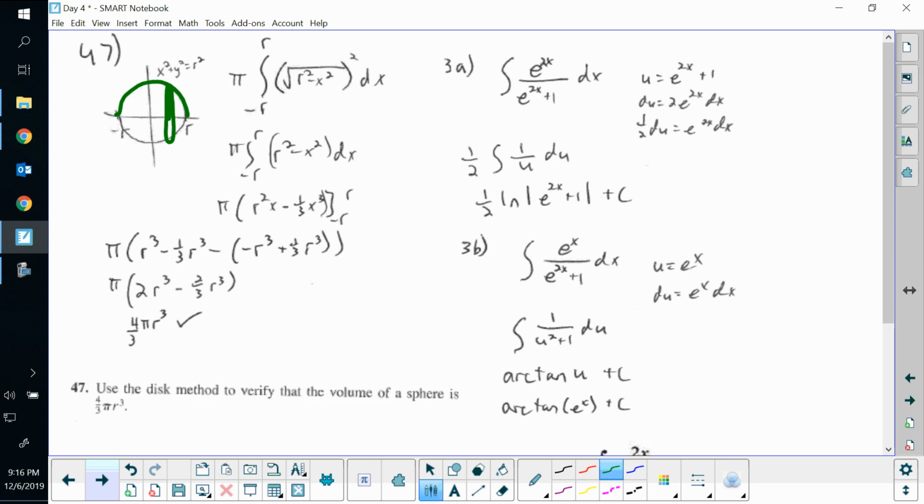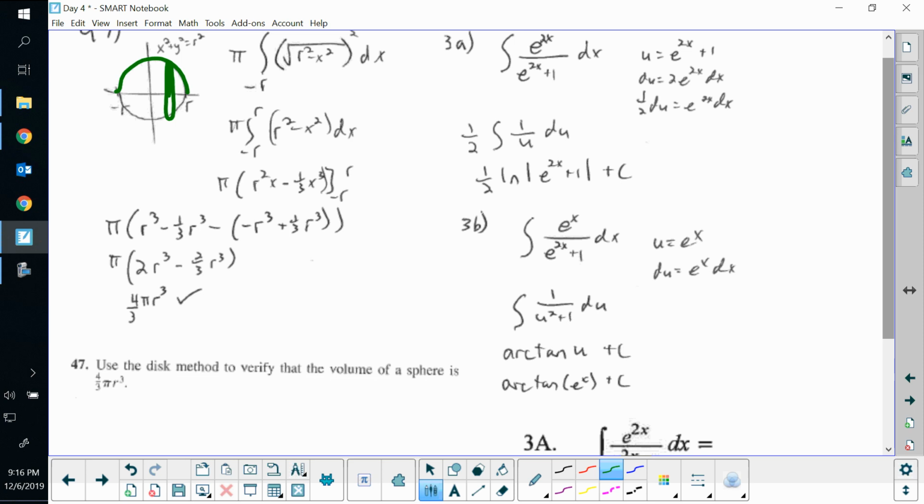And then the 3a and 3b, we had the bottom equaling u, make a little adjustment so that we could just do the natural log. And then the other one, that was really e to the x being squared in the bottom, so we could do a u being just e to the x, which led to an arctan.